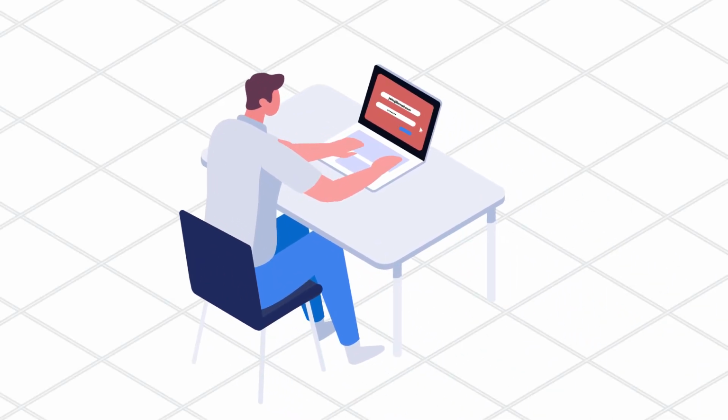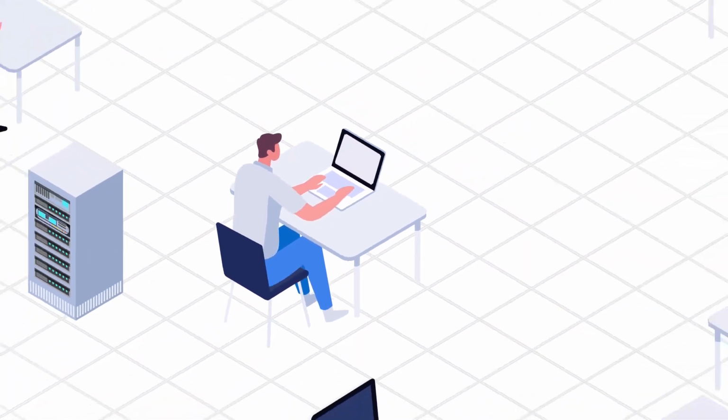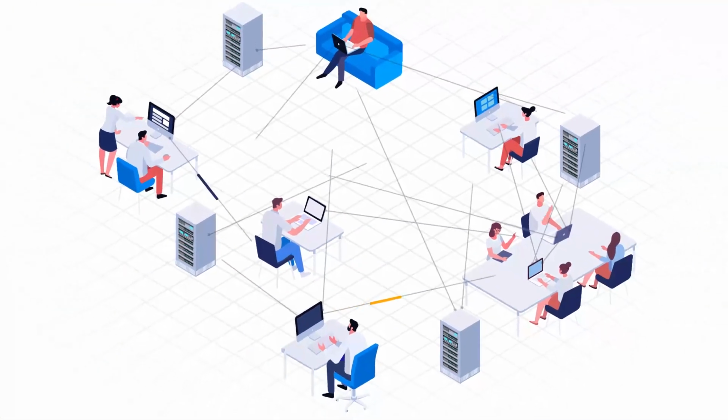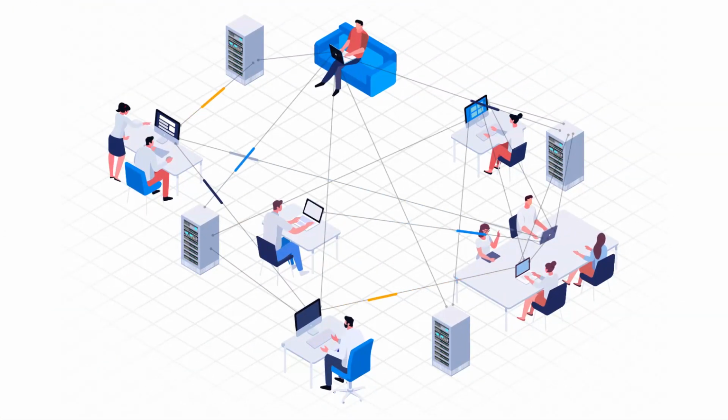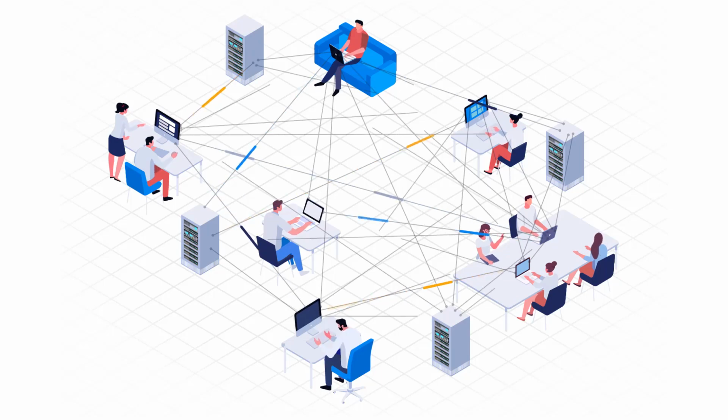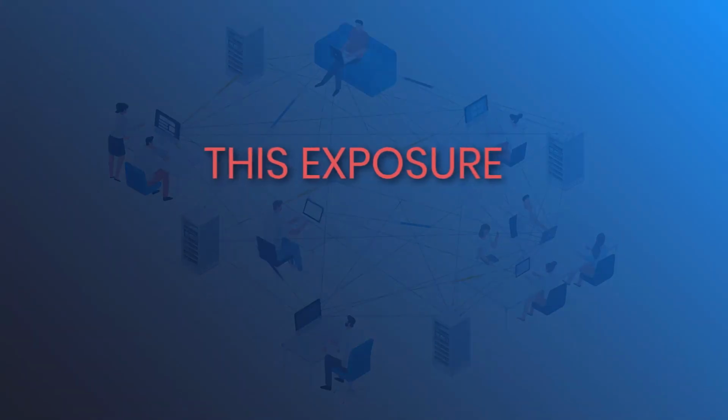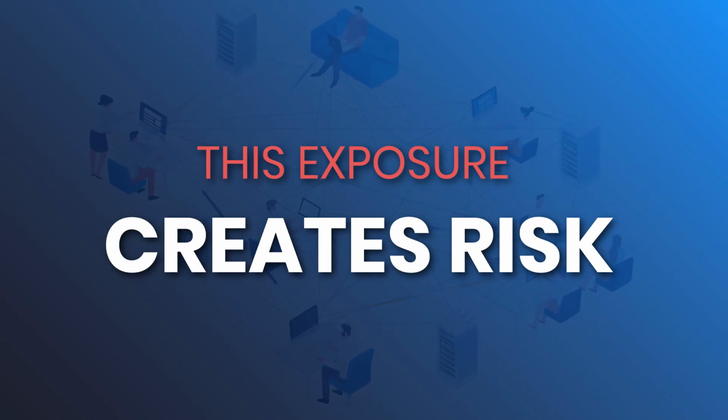Authorization used to mean authenticate once and you're in, to everything. For enterprise networks, that means a verified user may have access to the data and systems they need, along with access to many others they don't. This exposure creates risk. How?